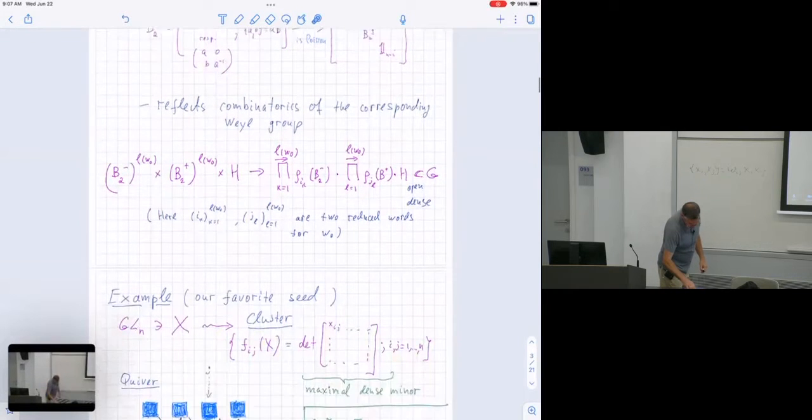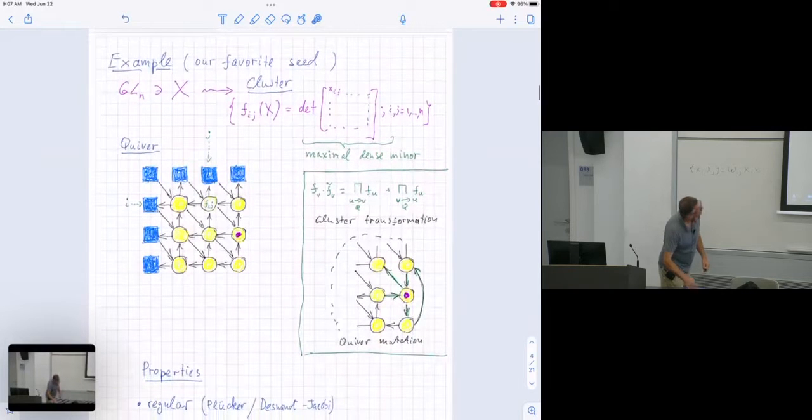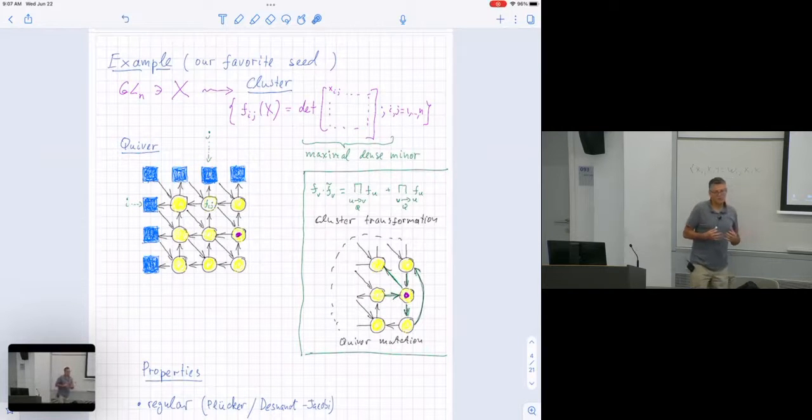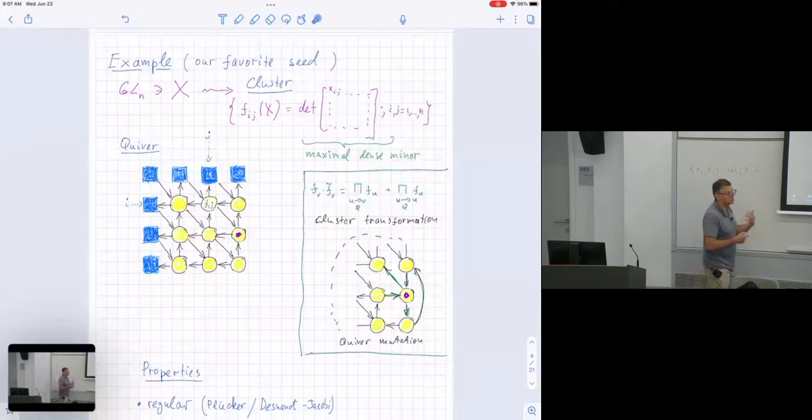So let me just give you an example of how this works. Maybe it will explain some basics about cluster structures as well. Cluster algebras, cluster structures, they grow from seeds. So what is a seed? You start with one coordinate chart, or one collection of variables, one collection of functions on your object, and there are some combinatorial rules that allow you to transform these coordinates. The combinatorial rule is given in terms of the quiver.